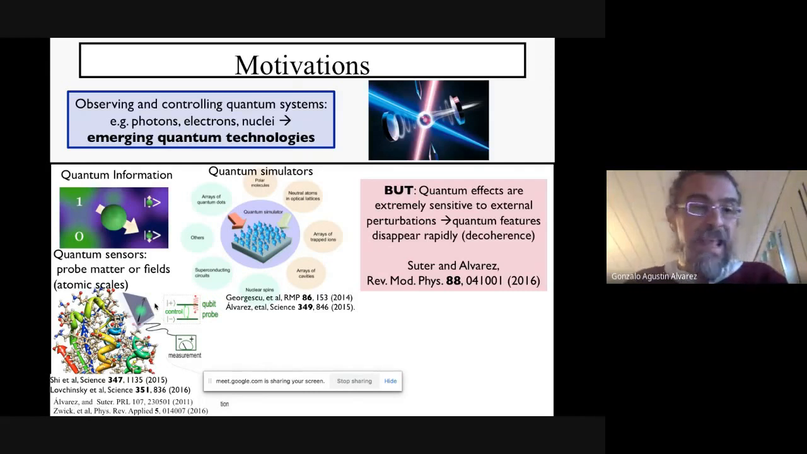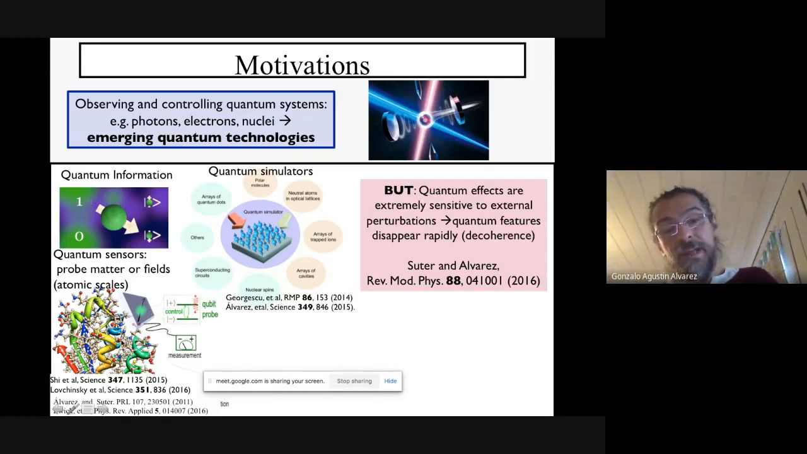And the other interesting thing is that we can also use quantum systems as sensors, and we can probe matter or fields at atomic scales. So there is a lot of interest also in using these quantum properties to develop this line of sensors that have a lot of applications, for example, in biology or medicine.